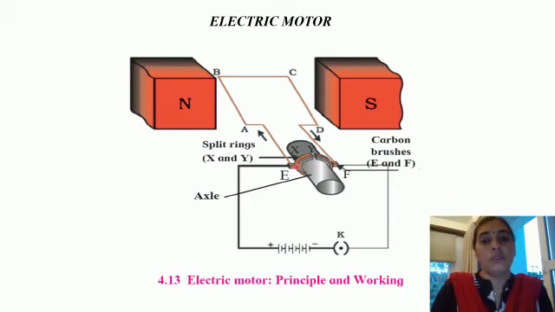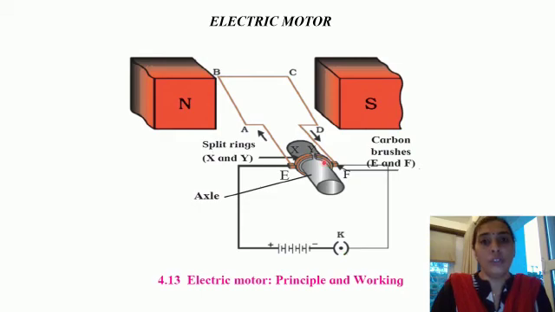Now, these two carbon brushes are in turn connected with a source of direct current. Here you can see a number of cells are given, the positive terminal is shown, the negative terminal is shown, and a plug key has been shown. So a direct current power supply is used here, and hence it is called a DC motor or a direct current electric motor. When you close the key, the circuit will be complete and current will start flowing.